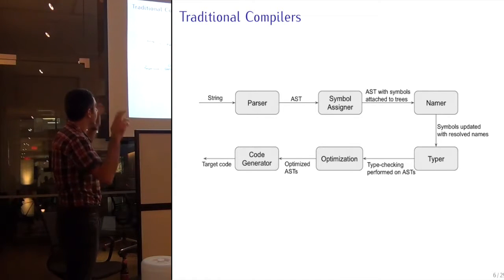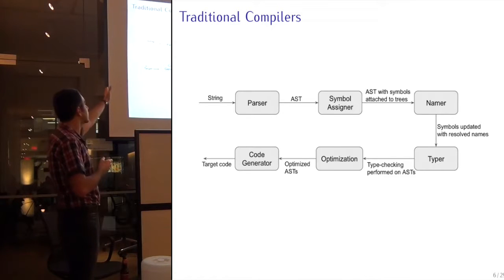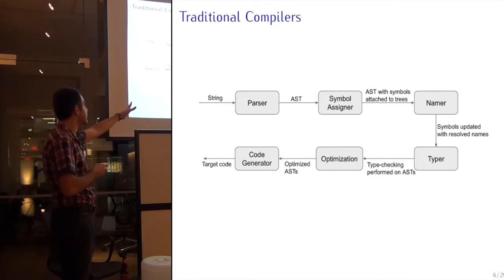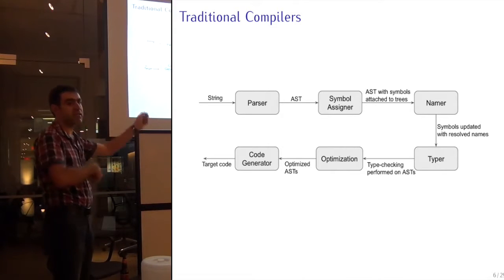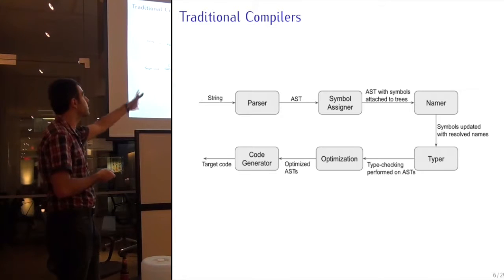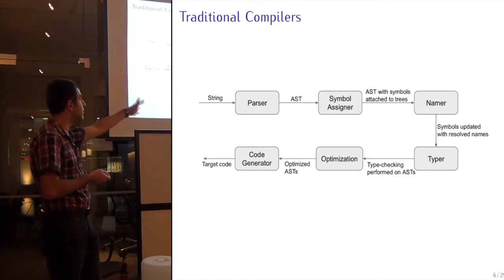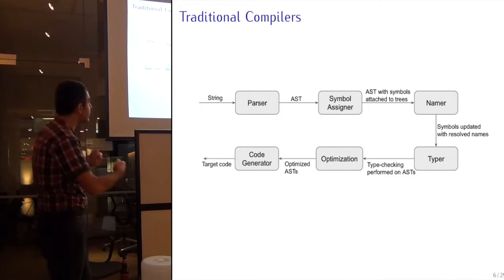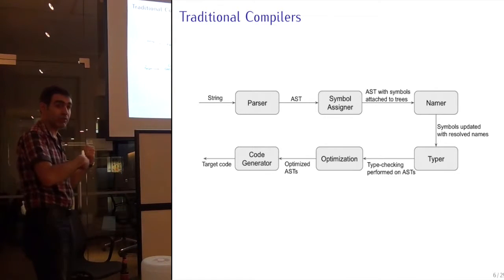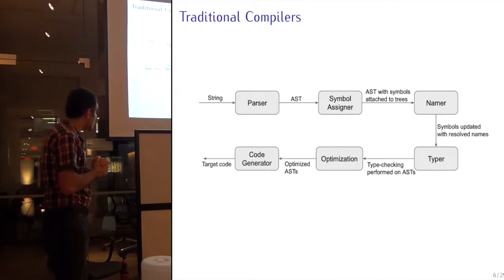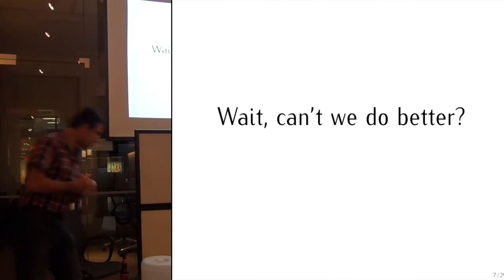Instead, if you look at this again, this is the common architecture of a compiler. You feed some string, you parse it, you get some ASTs, you assign symbols to them, maybe. Then some name resolution is done. Then typing. They are all incremental, right? Everything depends on the phase before it, and they are all one big problem. So, can we do better?